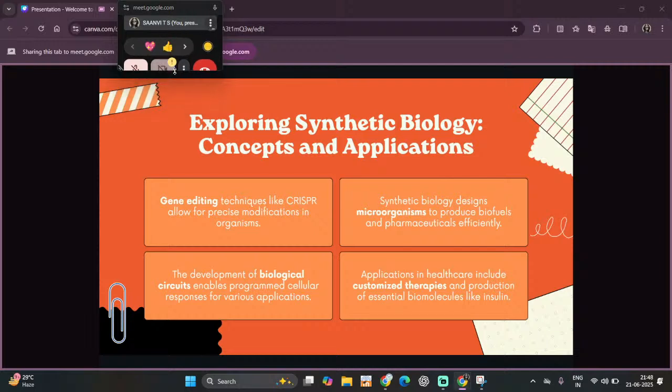Applications in healthcare include customized therapy and production of essential biomolecules like insulin. So, we all realize that synthetic biology is playing a very major role in our lives today.